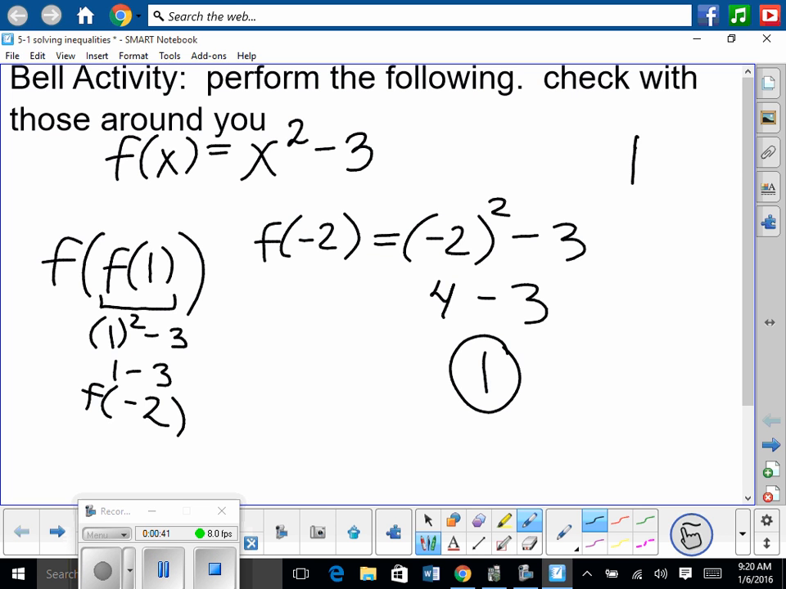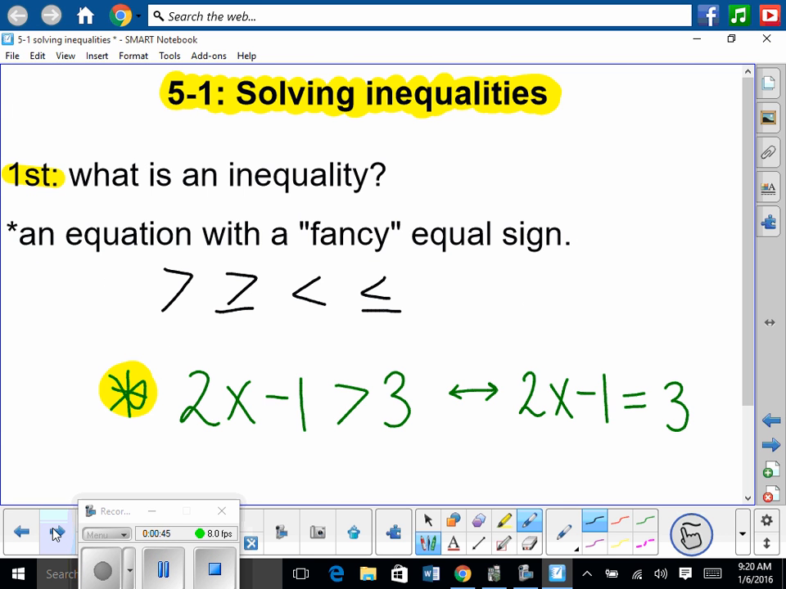You guys are awesome. Okay, let's get to today's lesson so that we can hopefully have no homework. So today we're starting Unit 5, and we're going to be dealing with inequalities. So today we're going to be solving inequalities.